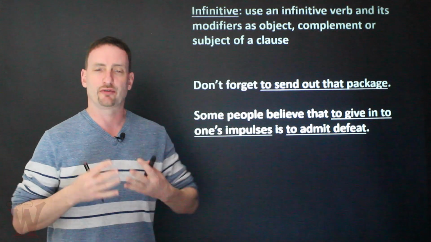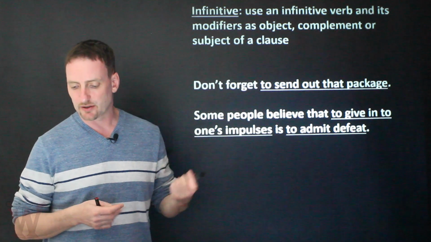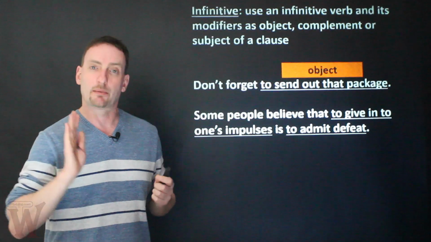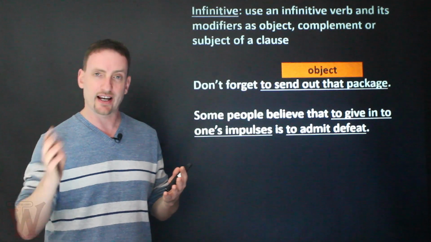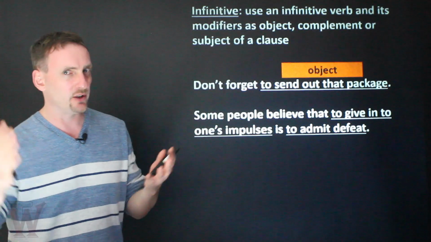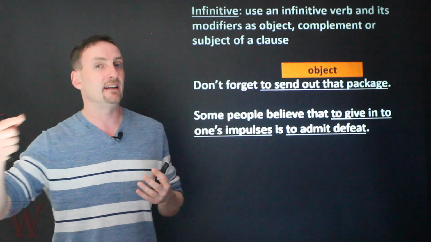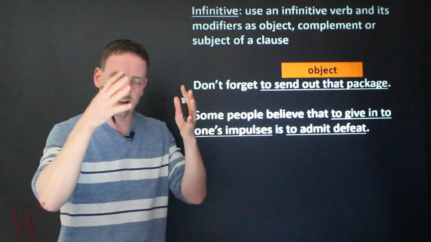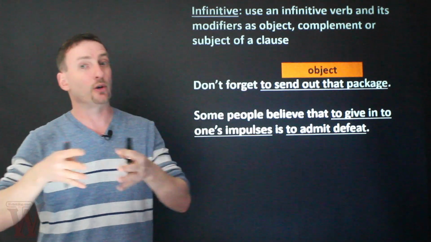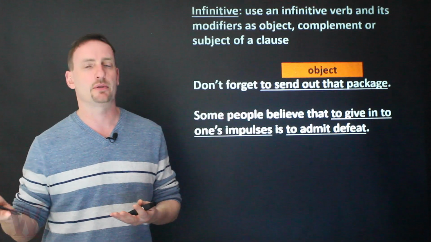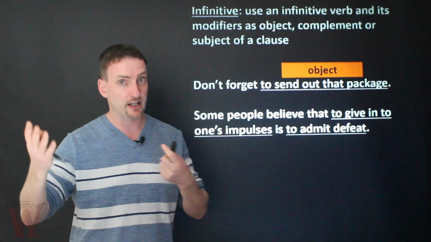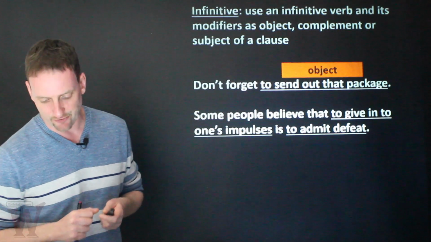Don't forget, you need an object here: to send out that package. So here, I'm using an infinitive phrase, to send out, and don't forget that even though it's a verb and it's being used as a phrase, it still might need an object. So make sure that the infinitive verb is also complete. If it needs an object, if it's a transitive verb, give it an object. If not, not. Or direction, if it's a non-transitive, etc.